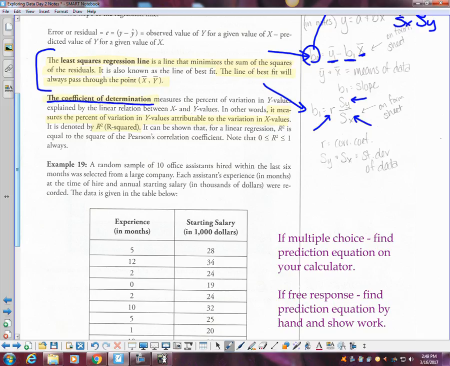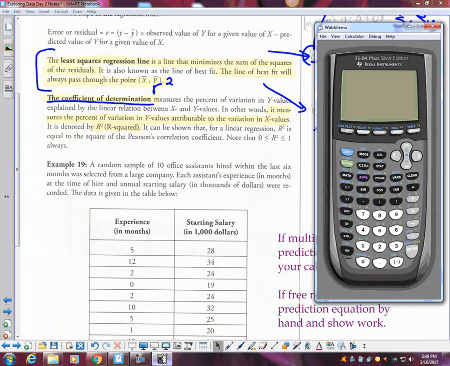Coefficient of determination. That's your R squared. If you go back and look at your calculator, you can see that when it gives you all this information, it gives you an A and a B, which is your y-intercept and your slope, and it gives you an R, but it also gives you an R squared. That R squared measures the percent of variation in the y values attributable to the variation in the x values. It's denoted R squared, and it literally is R squared. It's always going to be between 0 and 1.